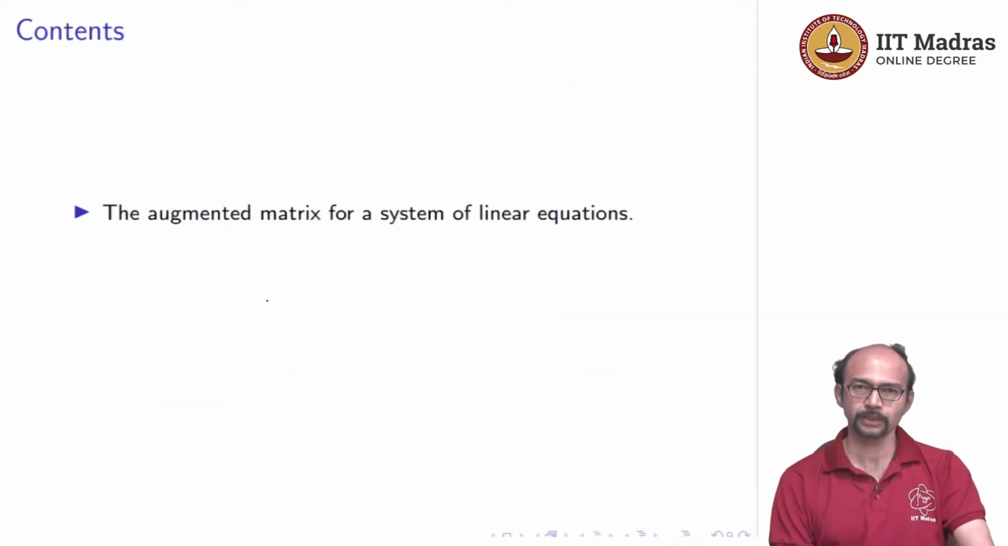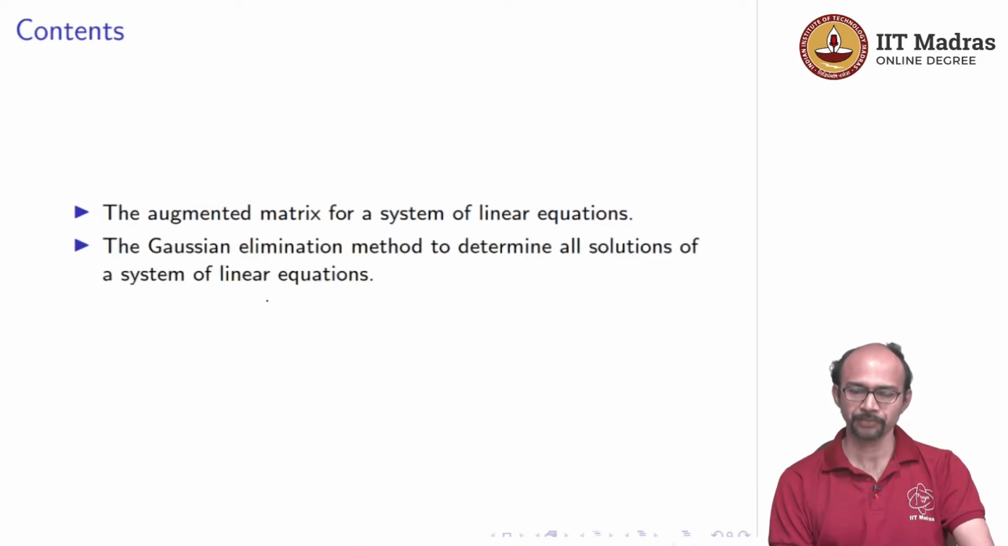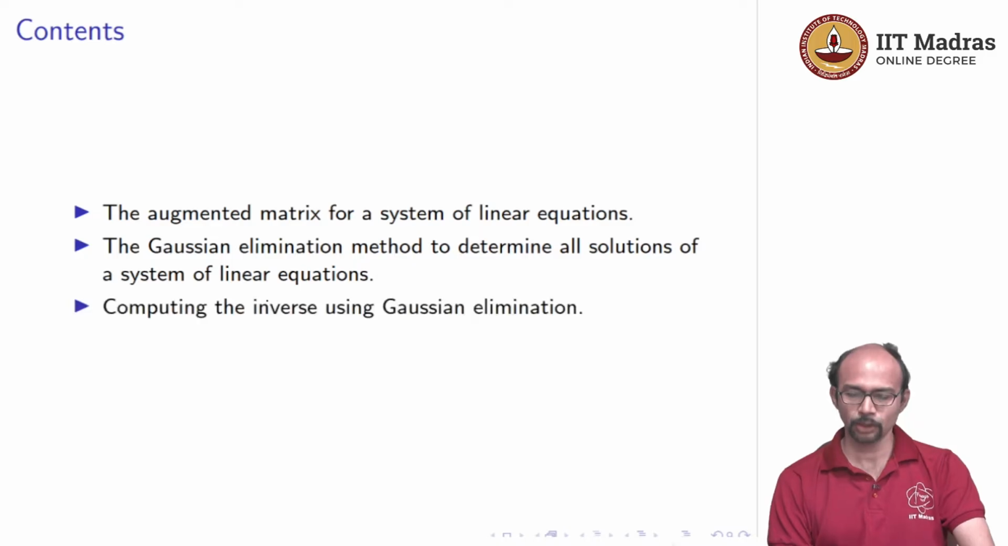So, what are the contents of this video? We will study what is called the augmented system or augmented matrix for a system of linear equations. We will study the Gaussian elimination method to determine all solutions of a system of linear equations. Here our system may not have the same number of variables as equations. In other words, your A could be a rectangular matrix, it need not be a square matrix. Okay, and finally, we will use this also, this is very brief, to compute the inverse.